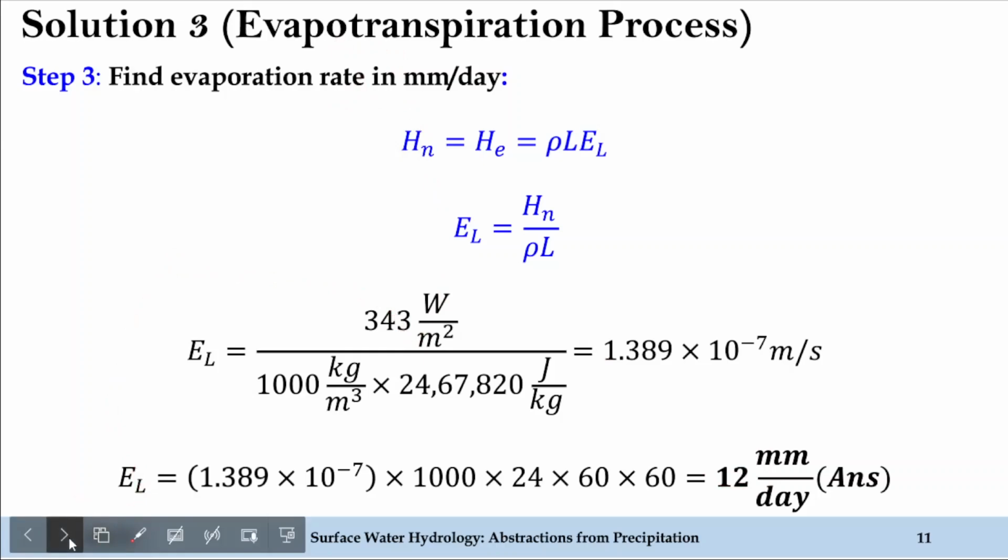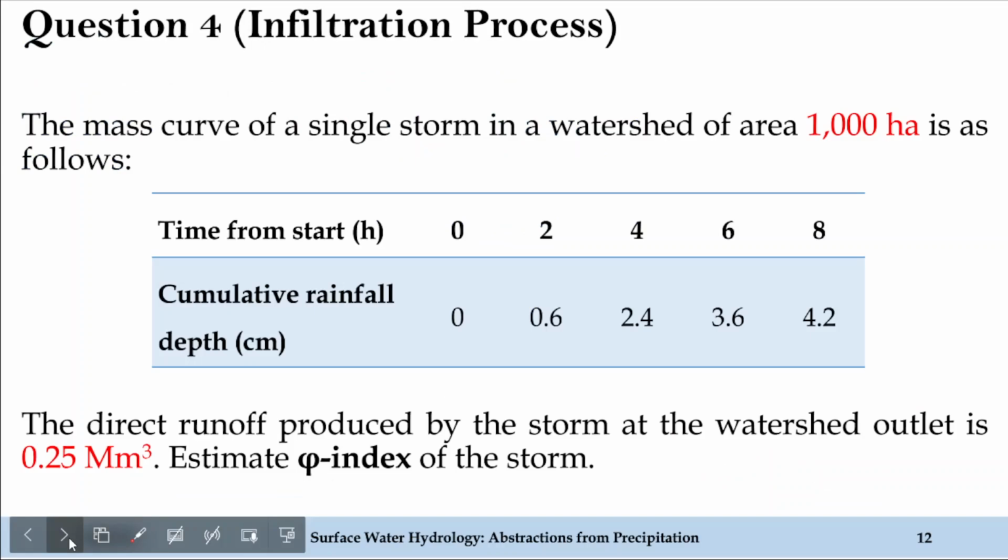I hope you were able to follow this discussion, and let's come to the last part of today's live interactive session. Let's solve question number 4 on the infiltration process. Here is the problem. The mass curve of a single storm in a watershed of area 1000 hectare is as follows. Time from start is 0, 2, 4, 6, 8 hours, and corresponding to each of these hours the cumulative rainfall depth is provided: 0, 0.6, 2.4, 3.6, 4.2 centimeter. The direct runoff produced by the storm at the watershed outlet is 0.25 million meter cube. So the volume of the direct runoff is provided, and we are required to estimate the phi index of the storm. Let's see how, utilizing this information, we can find the phi index of the storm.